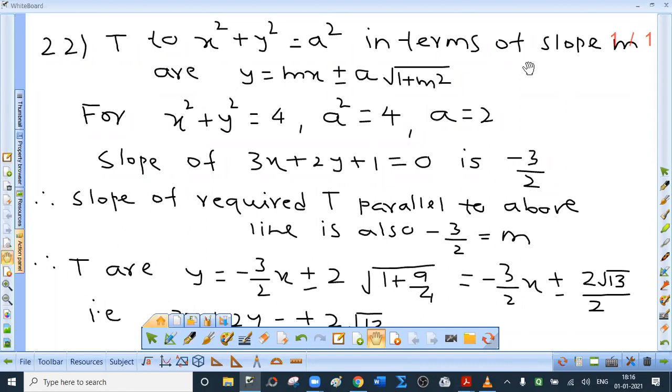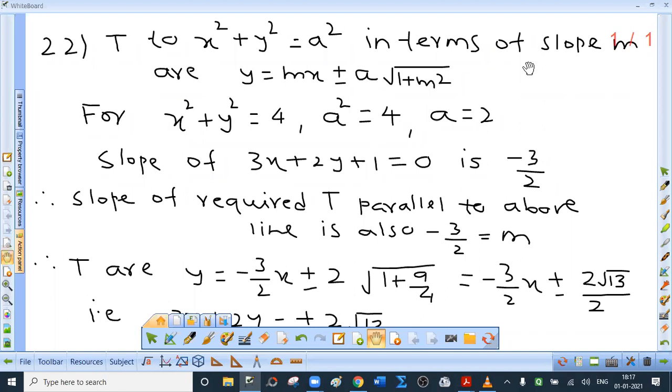So from the equation of circle, you get a. What is the slope of the given line? Slope of the line is negative coefficient of x upon coefficient of y, provided terms in x and y are on the same side. So here it is minus 3 by 2. Same is the slope of required tangent. Why? Because it is parallel to above line and parallel lines have the same slope. So m is minus 3 by 2.